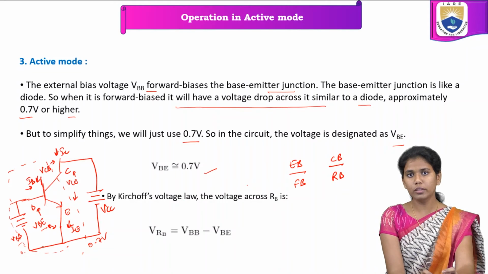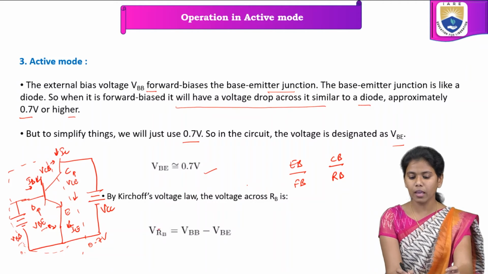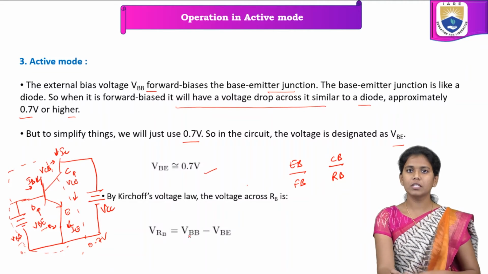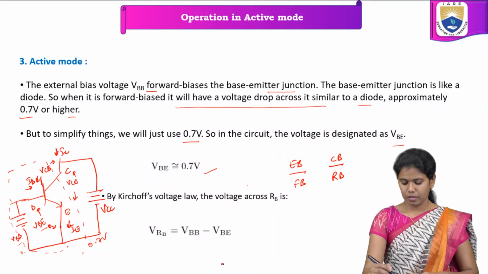So the total voltage across RB, the base resistance, is nothing but the difference of VBB and VBE.